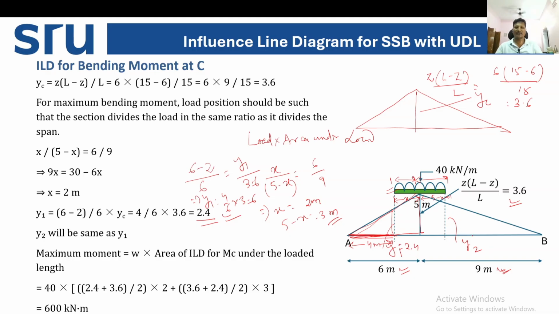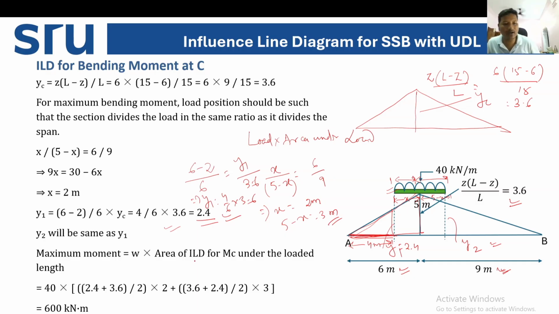So Y1 is 2.4. Similarly, you can calculate Y2. If you calculate Y2, this value will also be the same. Why? Because we have distributed the triangle and the UDL in a similar ratio. That's why the height Y2 will also be the same. Otherwise you can calculate on the right hand side by comparing the larger triangle and the smaller triangle.